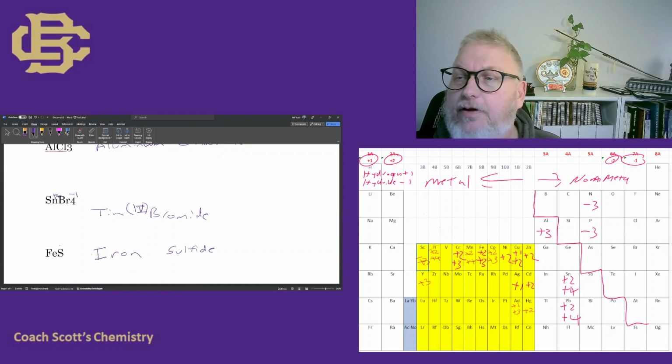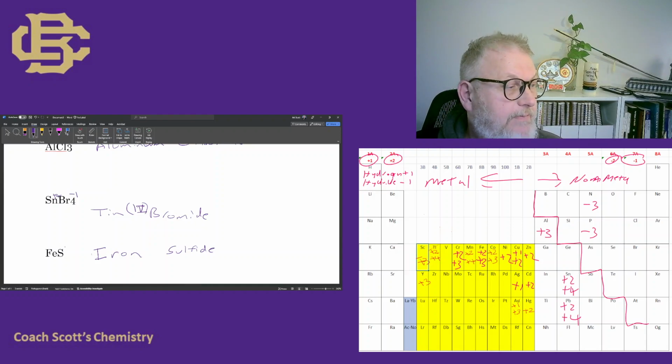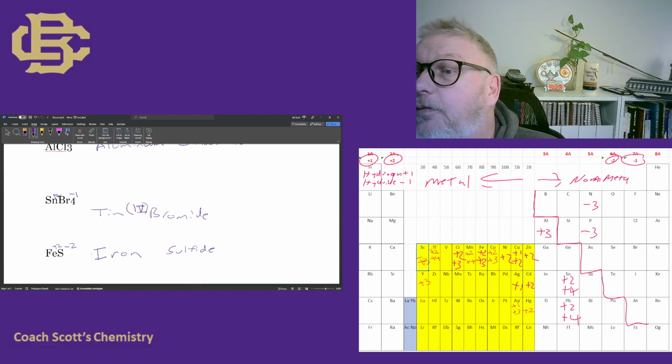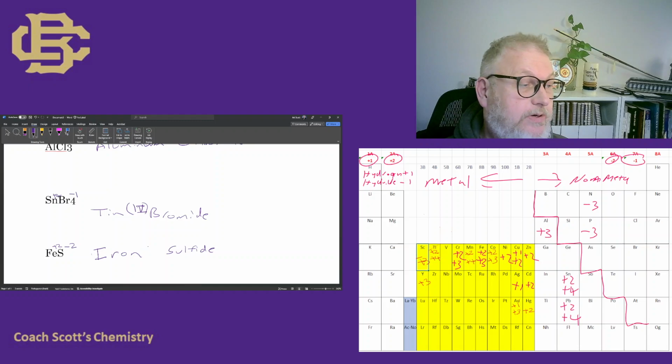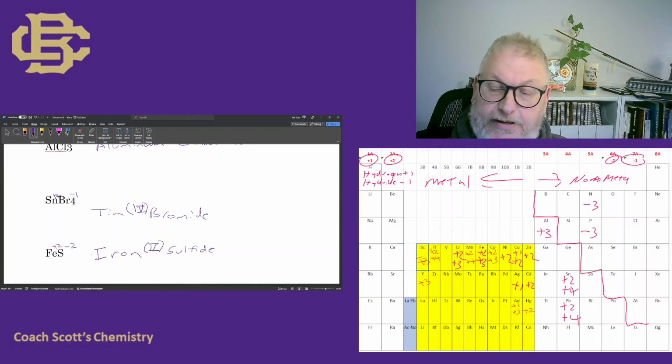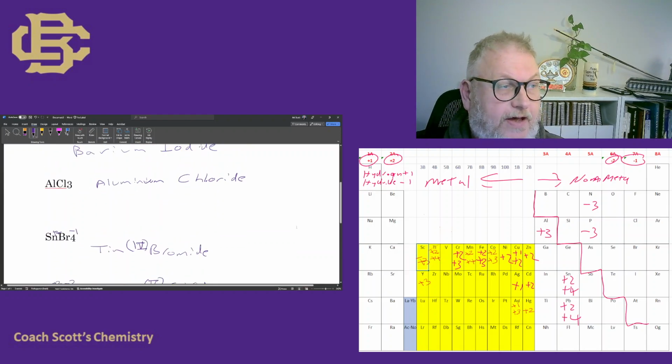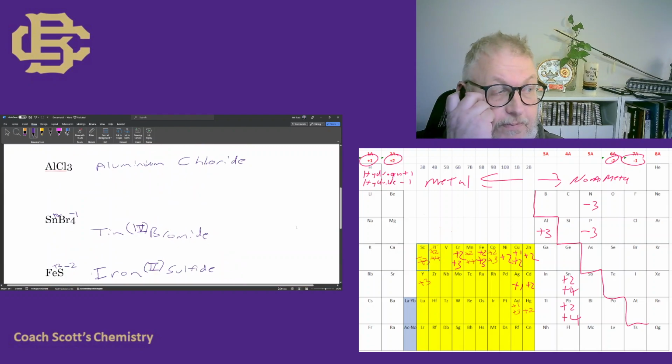So I know sulfur underneath oxygen has got a -2 charge. So I've got one -2 charge. That would mean, what would be the charge for iron? Well, it would have to be a +2 to give that charge balance of 0. So I look over on my little periodic table where I took notes, and I see that Fe can be +2 or +3, which means I've got to put a Roman numeral: iron(II) sulfide. Iron(II) sulfide.